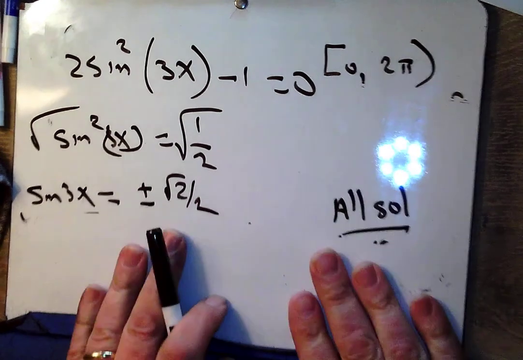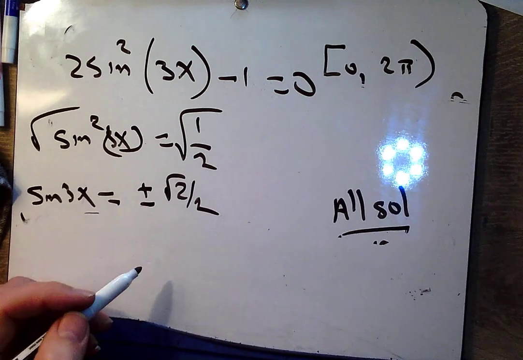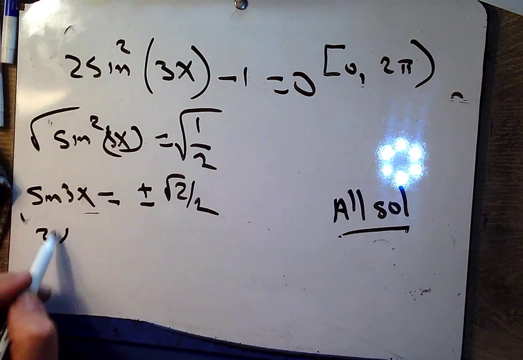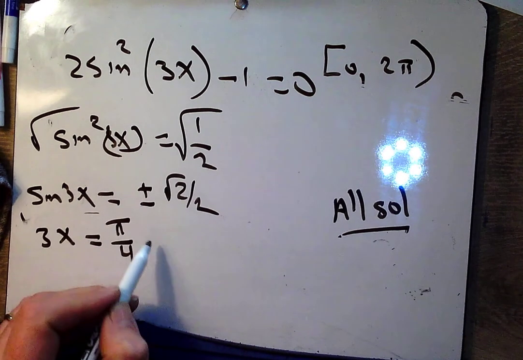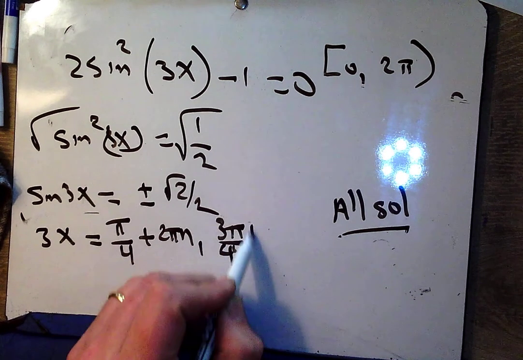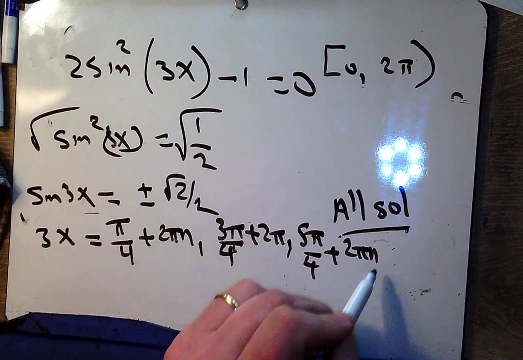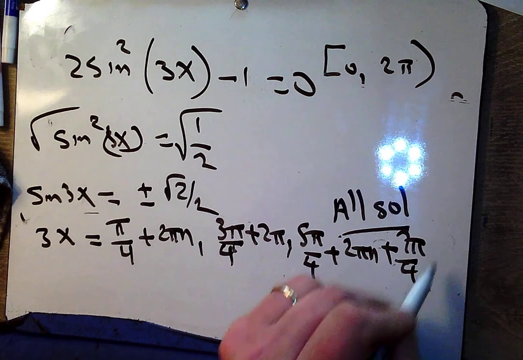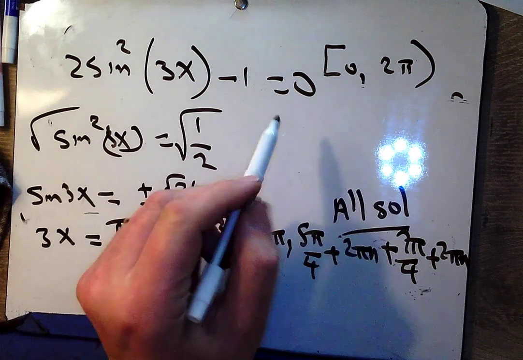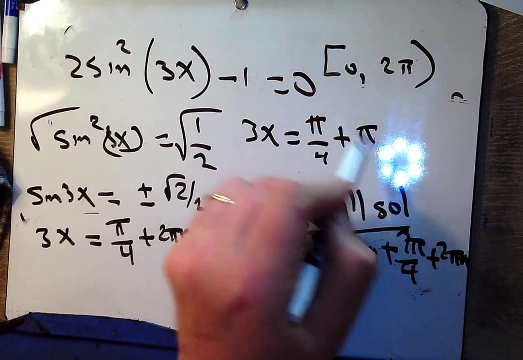Okay, so back to us. I wanted all solutions for this. So I'm here and I say, okay, all solutions. But remember, with all solutions, I'm only going around once. So 3x equals pi over 4 plus 2 pi m and 3 pi over 4 plus 2 pi m and 5 pi over 4 plus 2 pi m and 7 pi over 4 plus 2 pi m. Ugh, I hate writing that. I would so much prefer to write 3x equals pi over 4 plus pi over 2m.